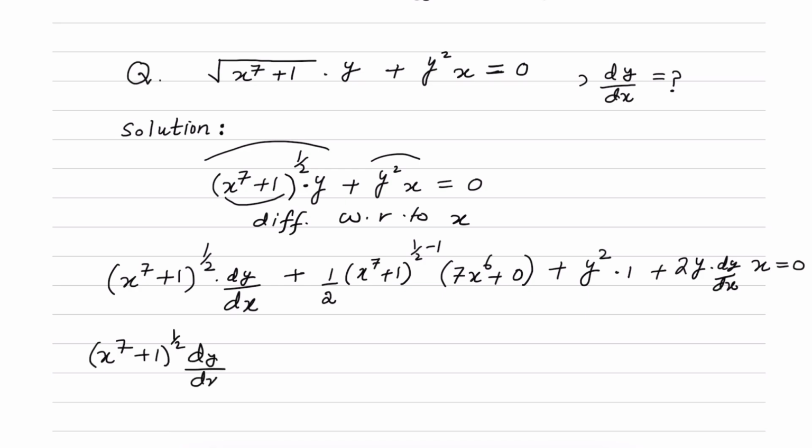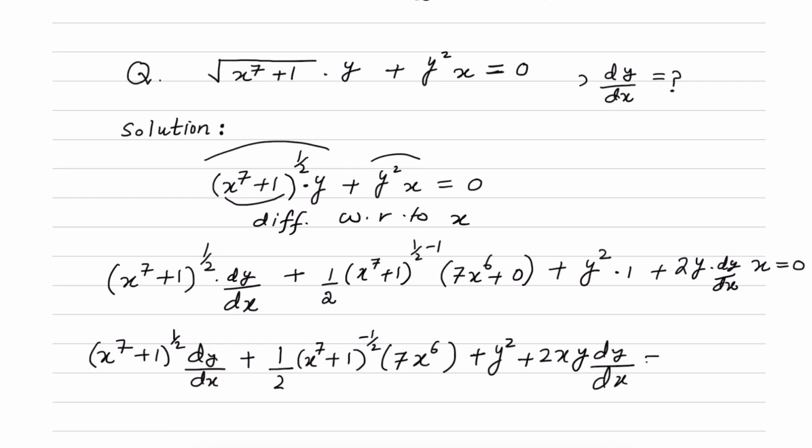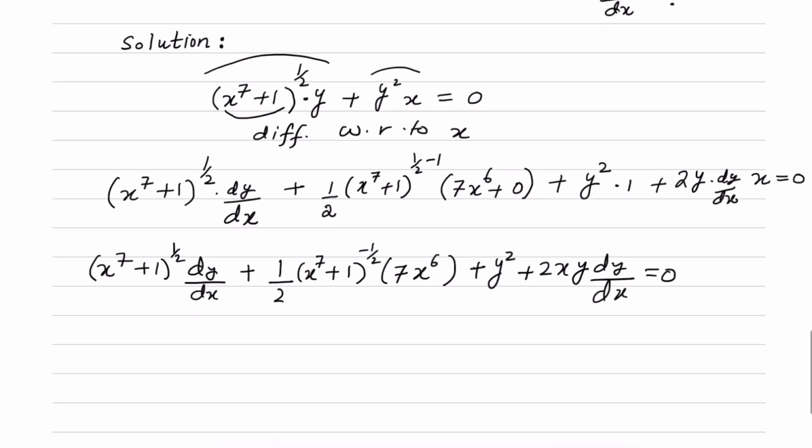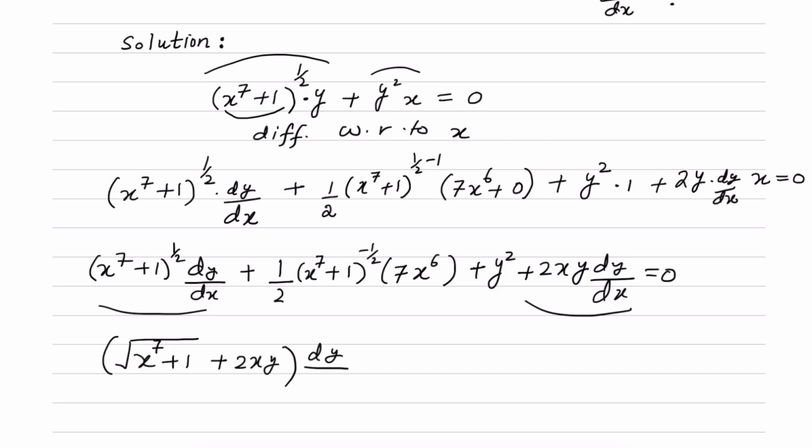dy by dx plus 1 over 2 (x to the power 7 plus 1) to the power minus 1 by 2 times 7x to the power 6, plus y squared plus 2xy dy by dx. Since we have to find dy by dx, we will combine the terms having dy by dx in them. So we have square root of (x to the power 7 plus 1) plus 2xy, and the common factor is dy by dx.